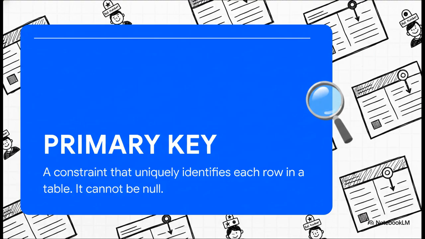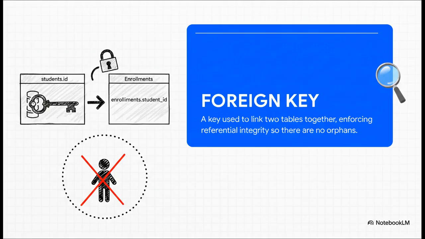It's the unique identifier for every single row. The analogy is perfect. It's like a roll call number for students. No two students can have the same number, and every single student has to have one. It's non-negotiable.